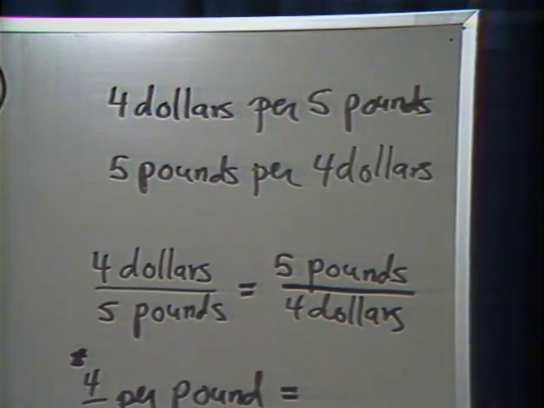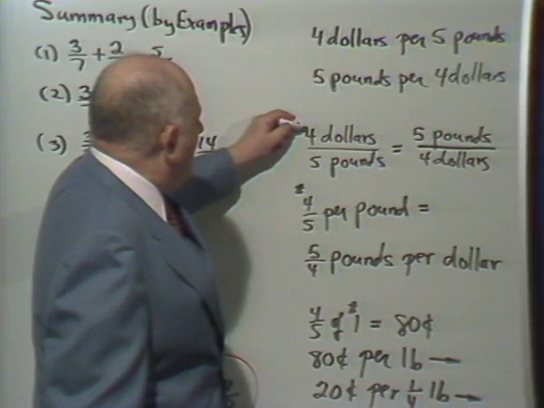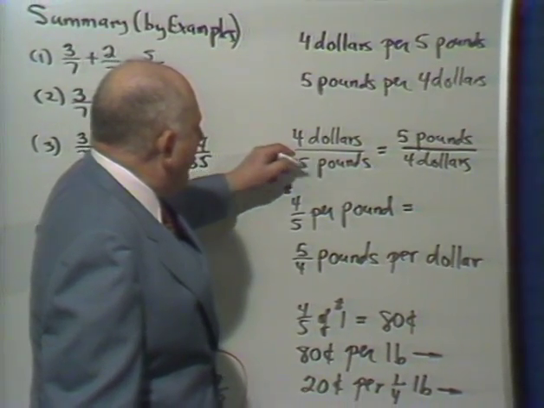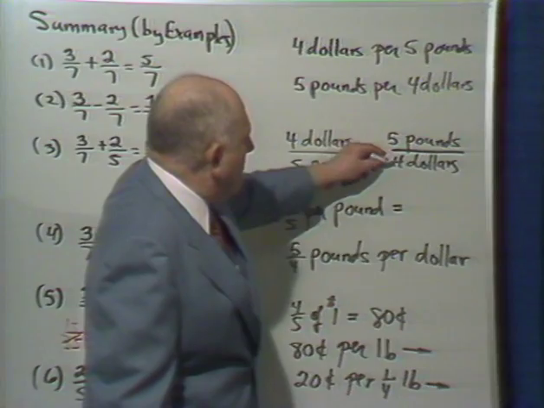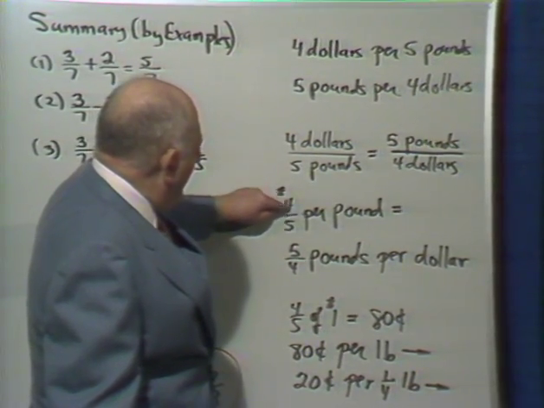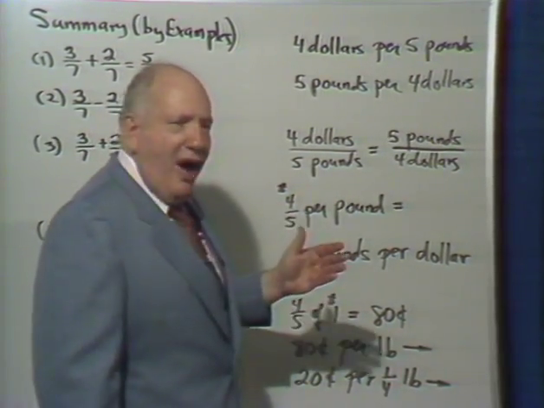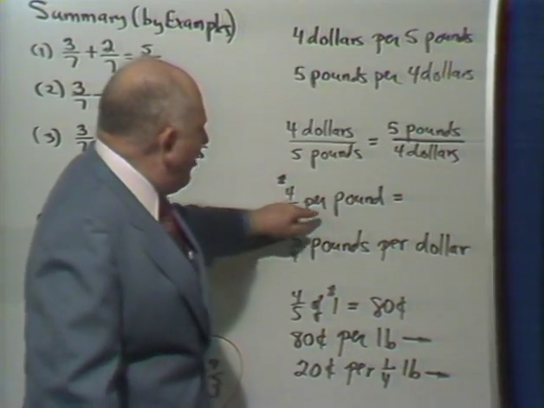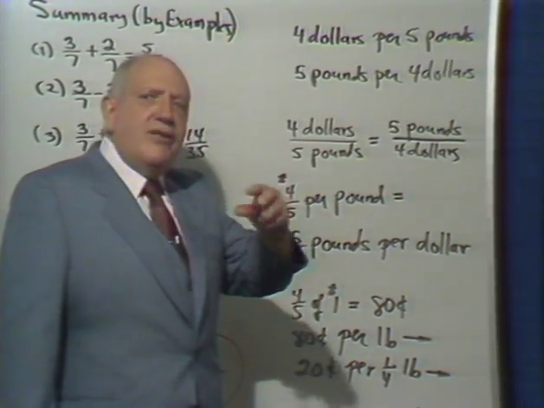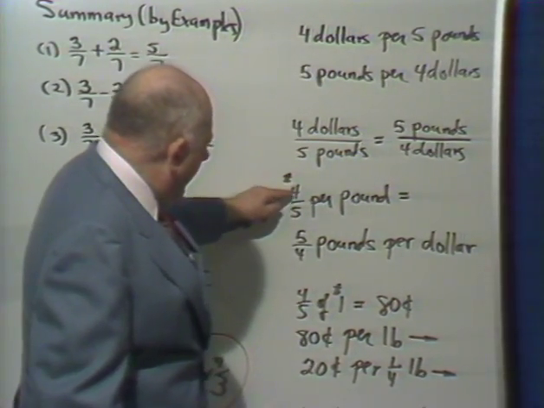If you use per to mean divided by, and that means a fraction, notice the first one is $4 per 5 pounds. The second one says 5 pounds per $4. Notice that it's 4/5 of a dollar per pound, but 5/4 pounds per dollar. You see what happens? If I change dollars per pound into pounds per dollar, I flip the relationship. See, let me just show you how this thing works.